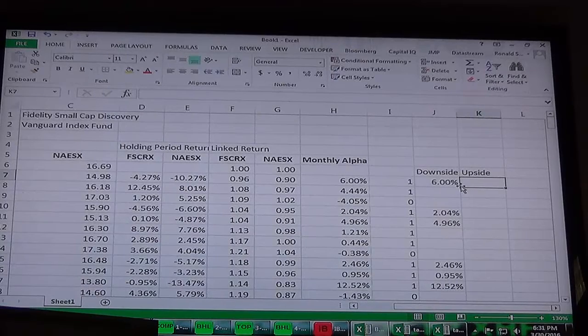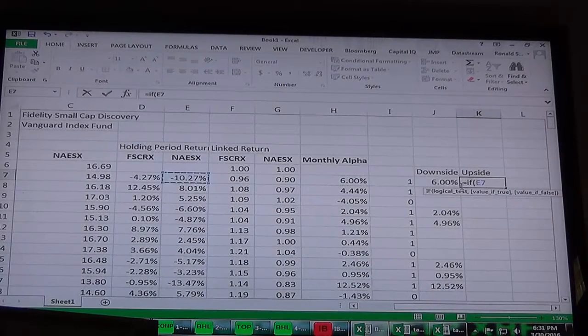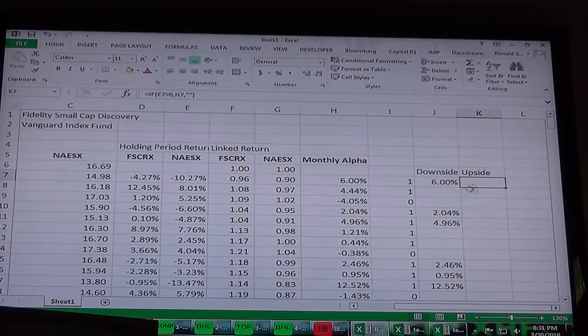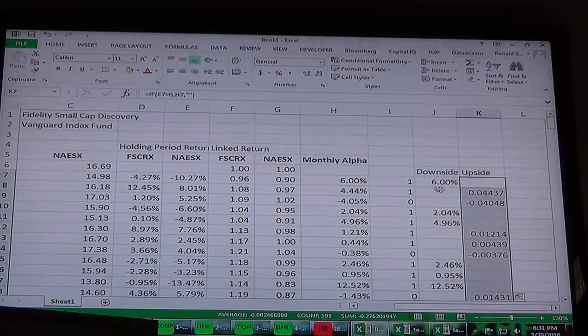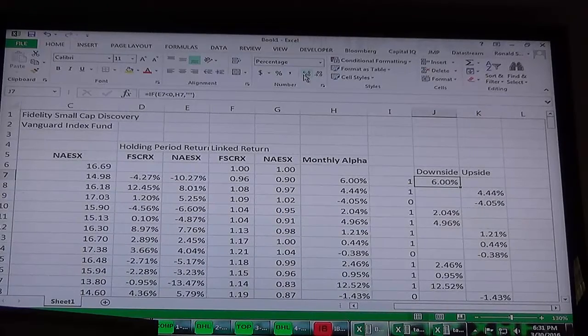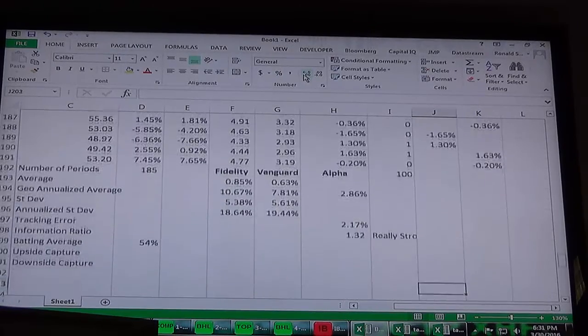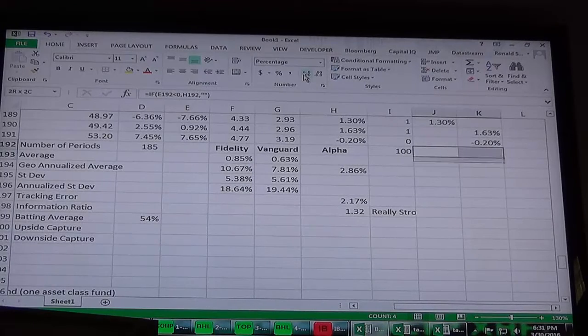So we'll do the exact same formula, equal if the market is above 0, give me the alpha, otherwise give me none. And so these two columns should be exactly offsetting each other. If you have a number in one, you should have a number in the other one. And here I'm just going to look at averages.